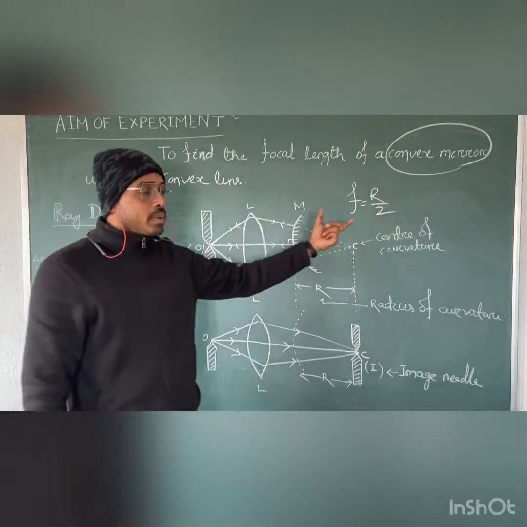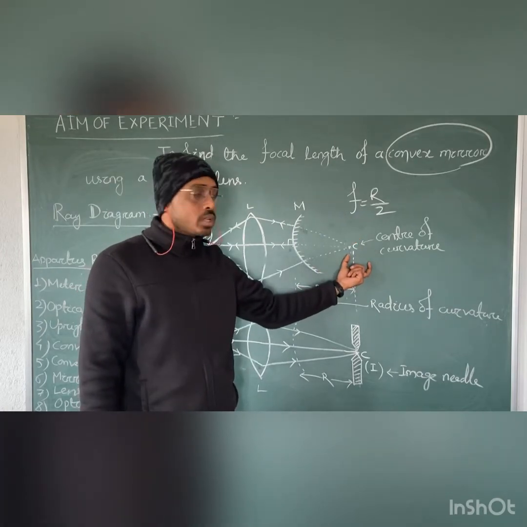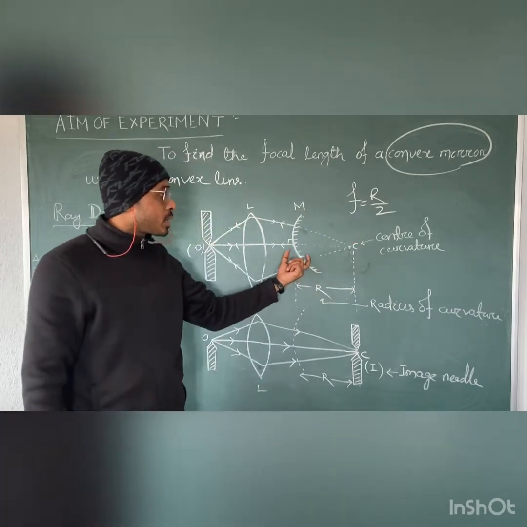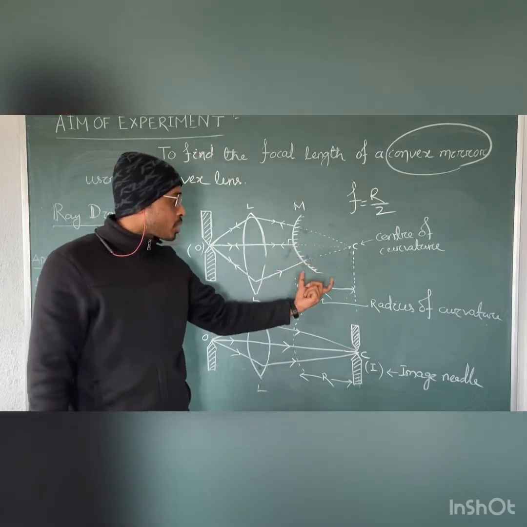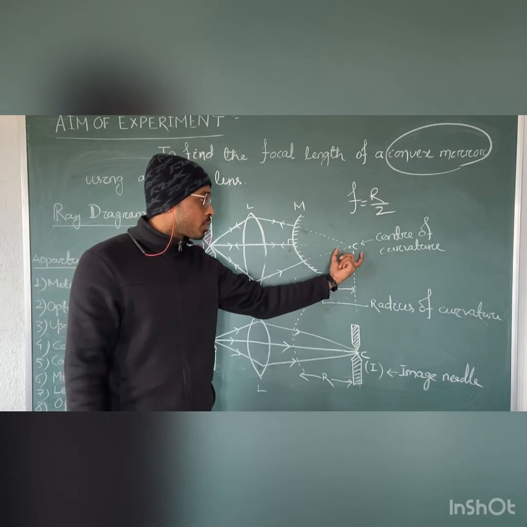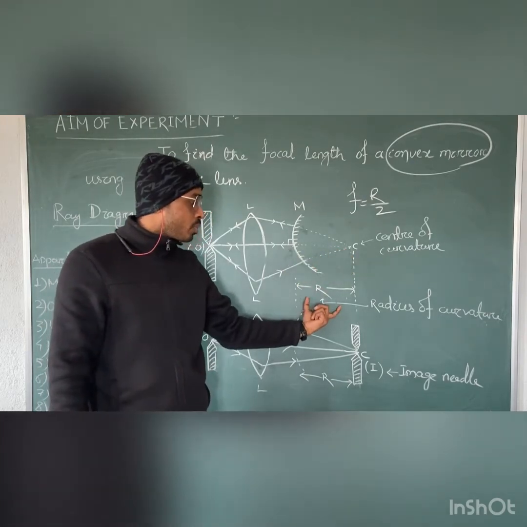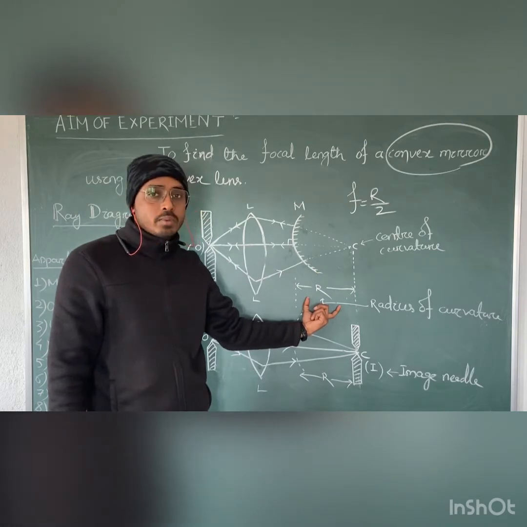और radius of curvature को पाने के लिए हमको क्या चाहिए? We have to find out the position of the center of curvature. We have to find out the position of the mirror. After that, by subtracting those two values, position of the center of curvature minus position of the mirror, we will be finding out the radius of curvature.